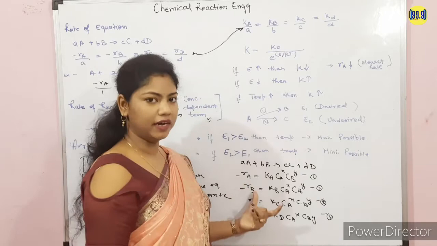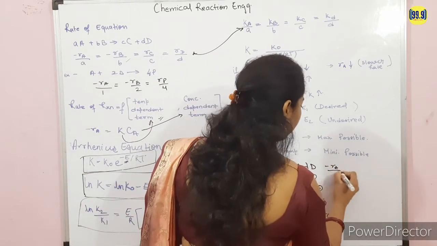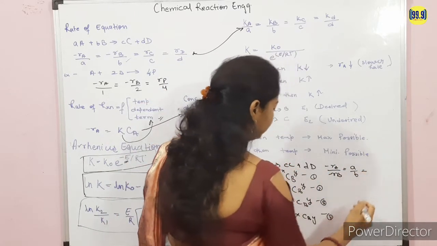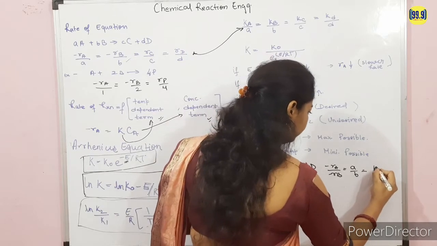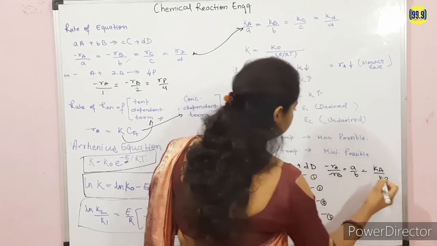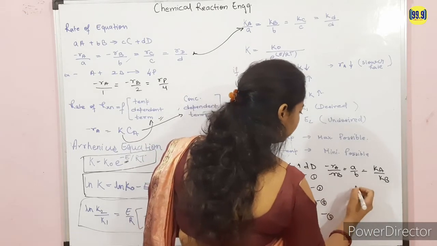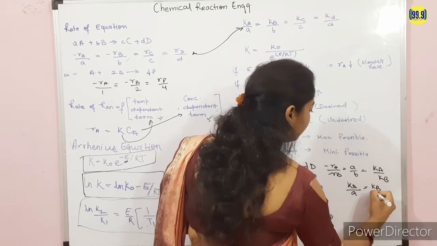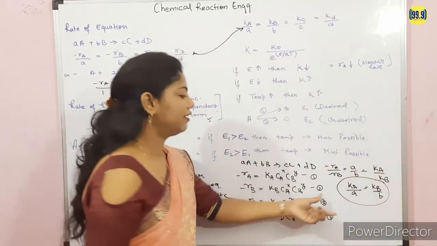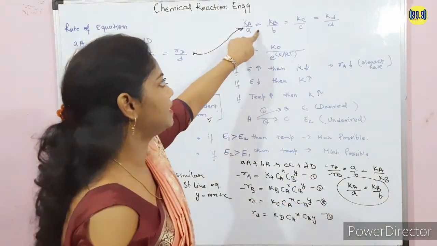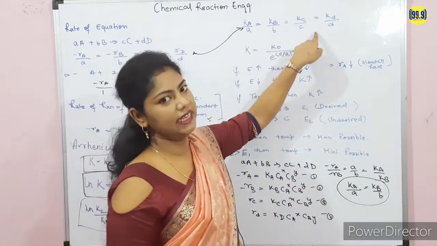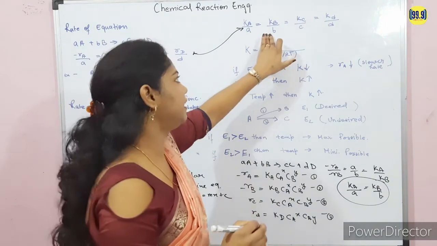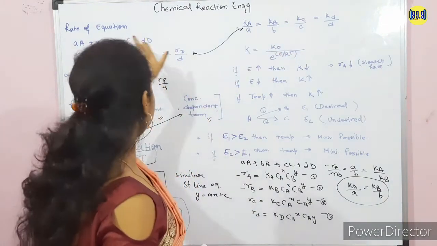If we divide equation 1 and 2, what will happen? Minus RA upon minus RB, which is equal to A upon B, and this equation becomes, after dividing, equal to Ka upon Kb. So by simply cross multiplying we get the equation Ka upon A is equal to Kb upon B. So from here we got the relation Ka upon A is equal to Kb upon B is equal to Kc upon C is equal to Kd upon D. So this is also a very important concept related to the rate of reaction.